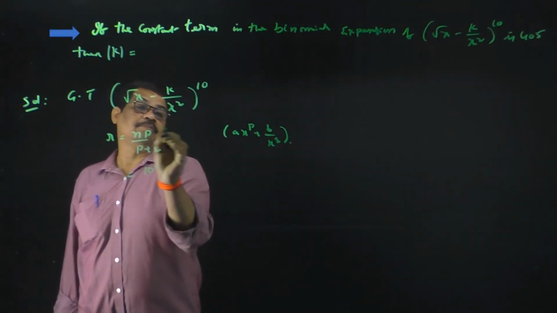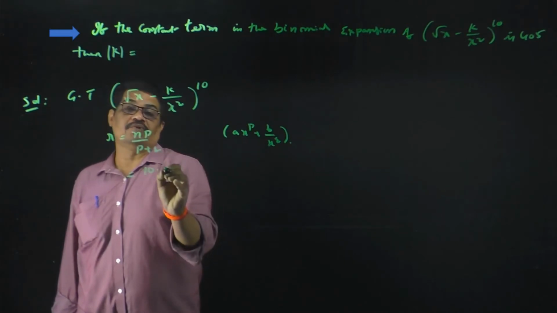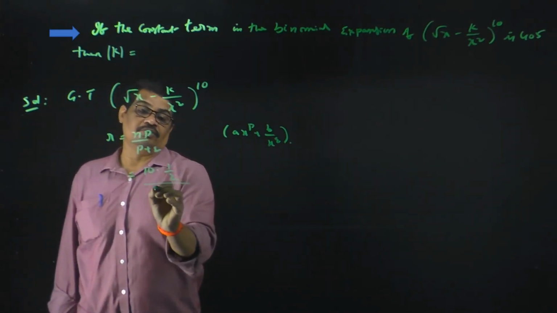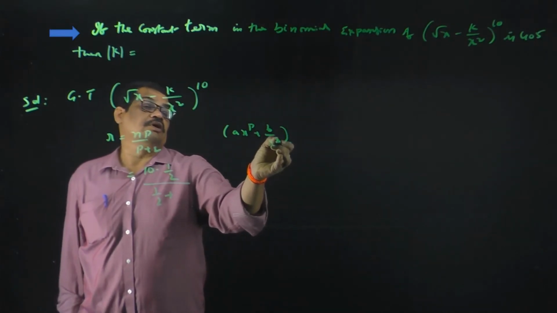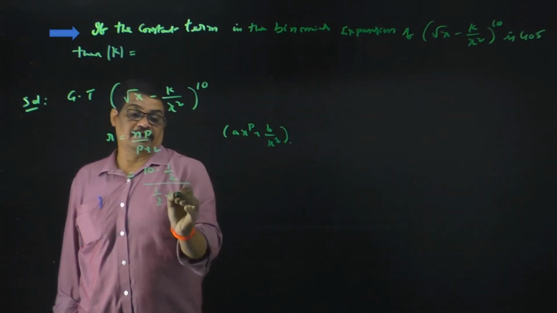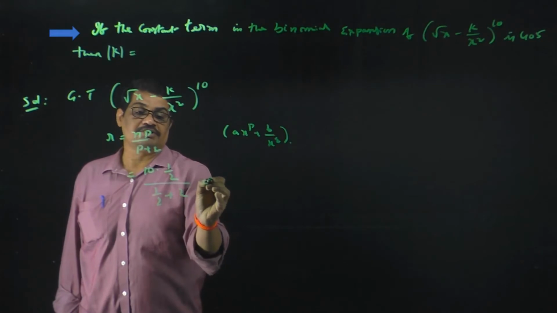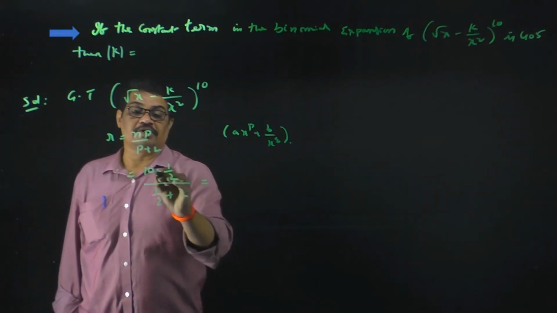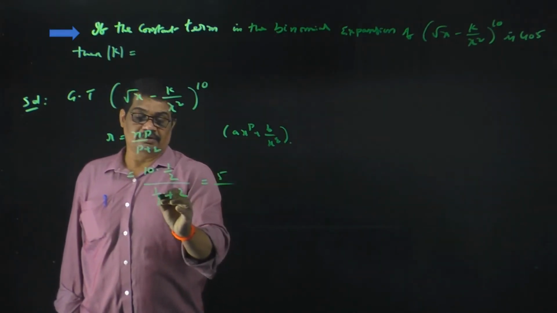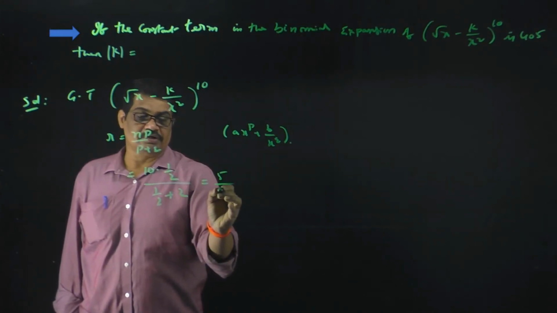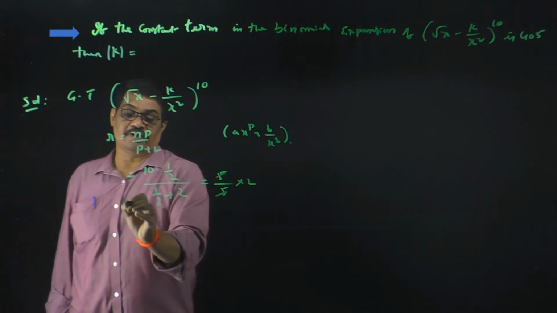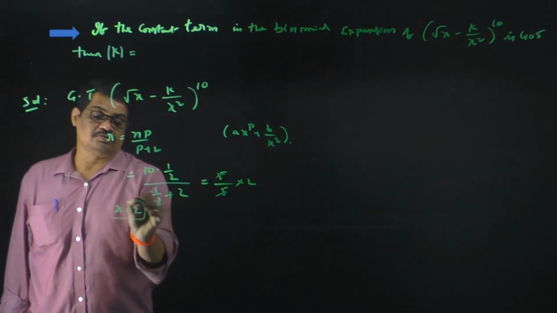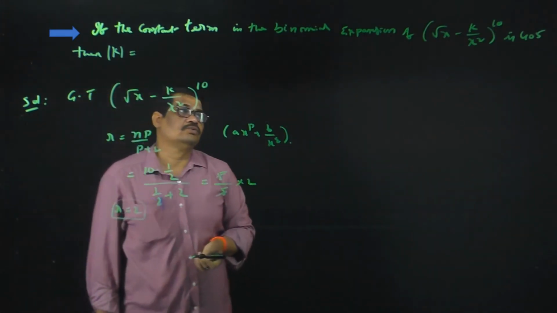What is p here? p is x to the power of 1 by 2, so the p value is 1 by 2. And q is x to the power of q, that is 2. So that is 10 into 1 by 2, that is 5, divided by 1 by 2 plus 2, that is 5 by 2. That is 2. Here we are getting r is equal to 2.